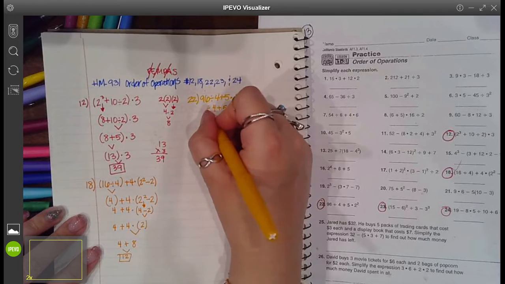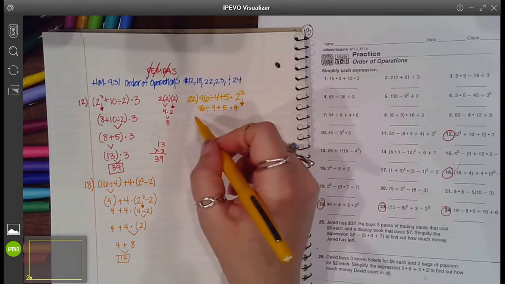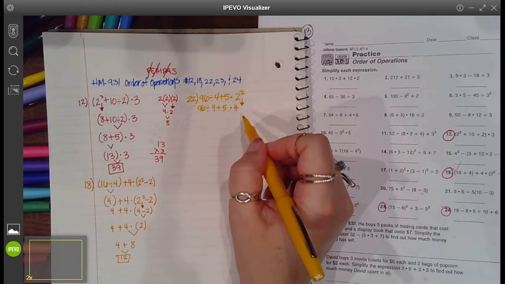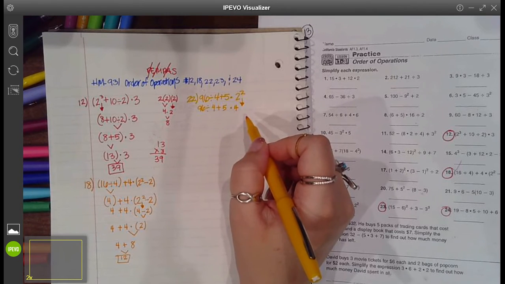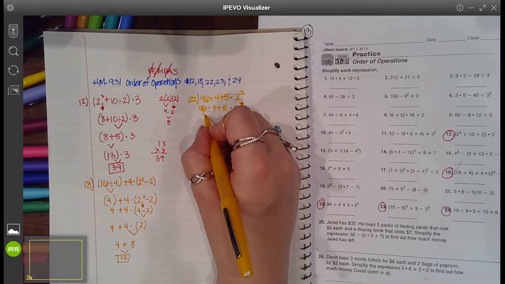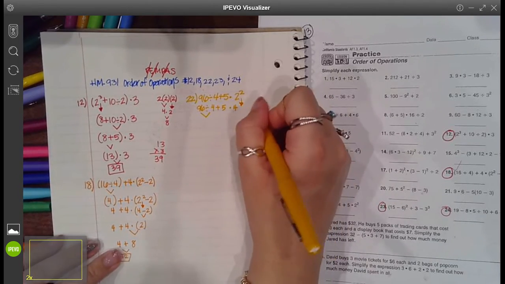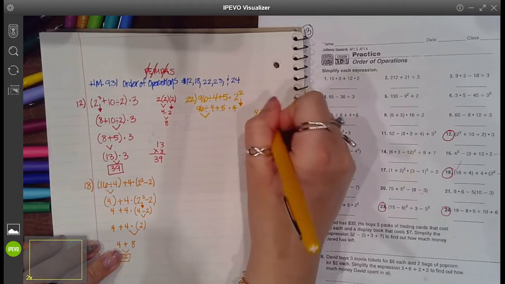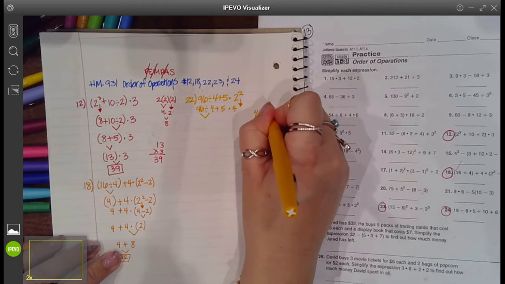Bring down the divided by sign and the 96. Okay, your parentheses are gone. Your exponents are gone. But multiplication or division, remember, M doesn't come before D. It's whichever one comes first. So going left to right, I'm going to take care of this 96 divided by 4 before I do that multiplication. So 4 goes into 96 how many times? Well, 4 goes into 9 twice.